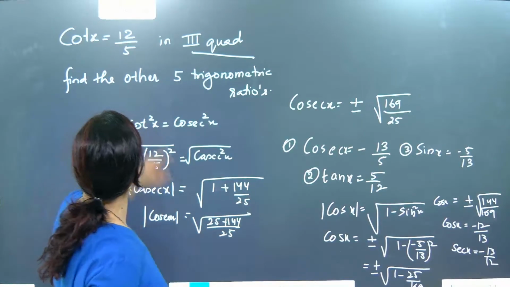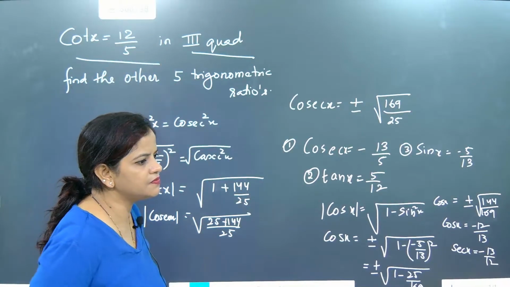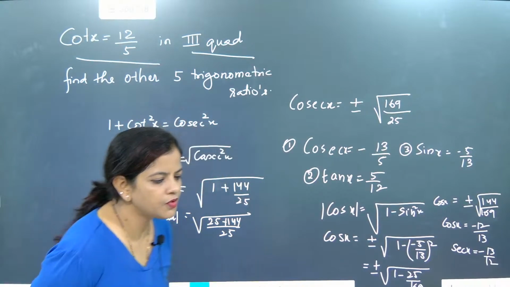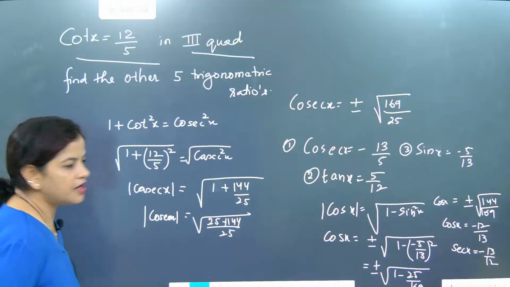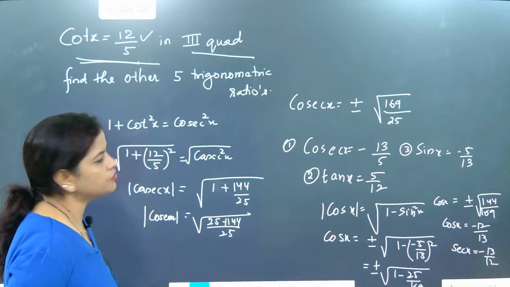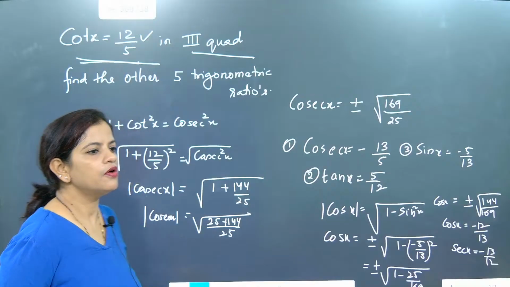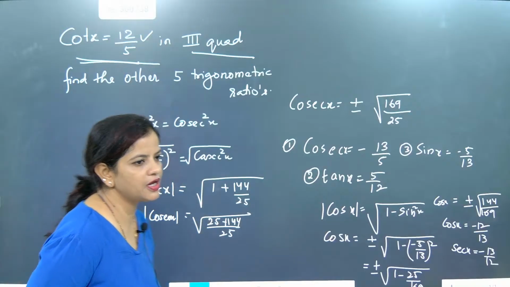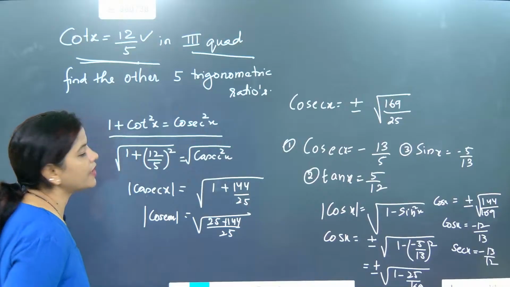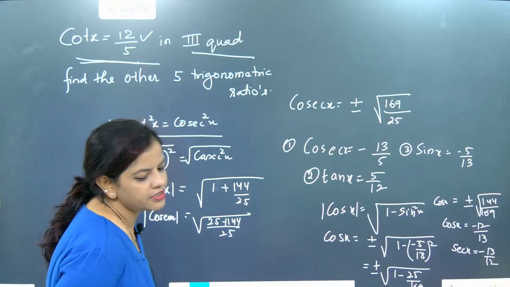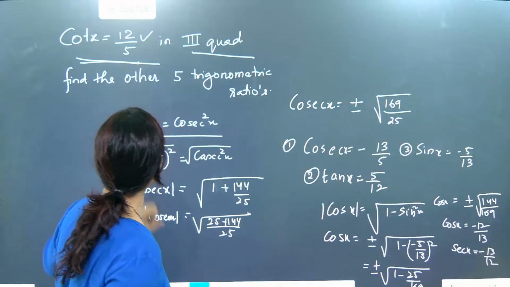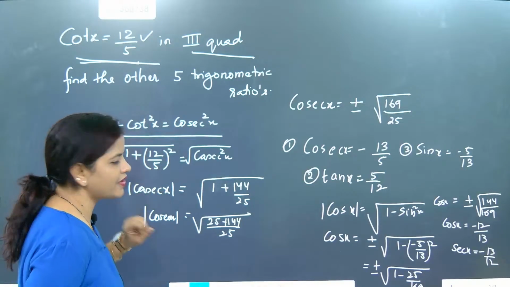This is the question. Cot x is equal to 12 by 5. I hope everybody understood, beta. So the first work we have to do is use the trigonometric ratio formula. Which formula do we use, beta? 1 plus cot square x is equal to cosecant square x, and the cot value is given as 12 by 5.